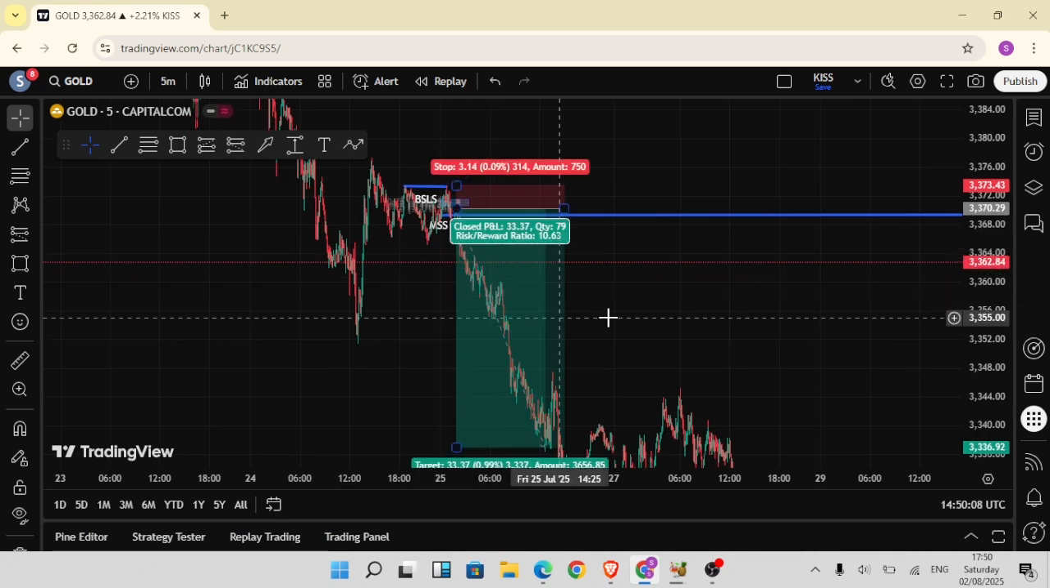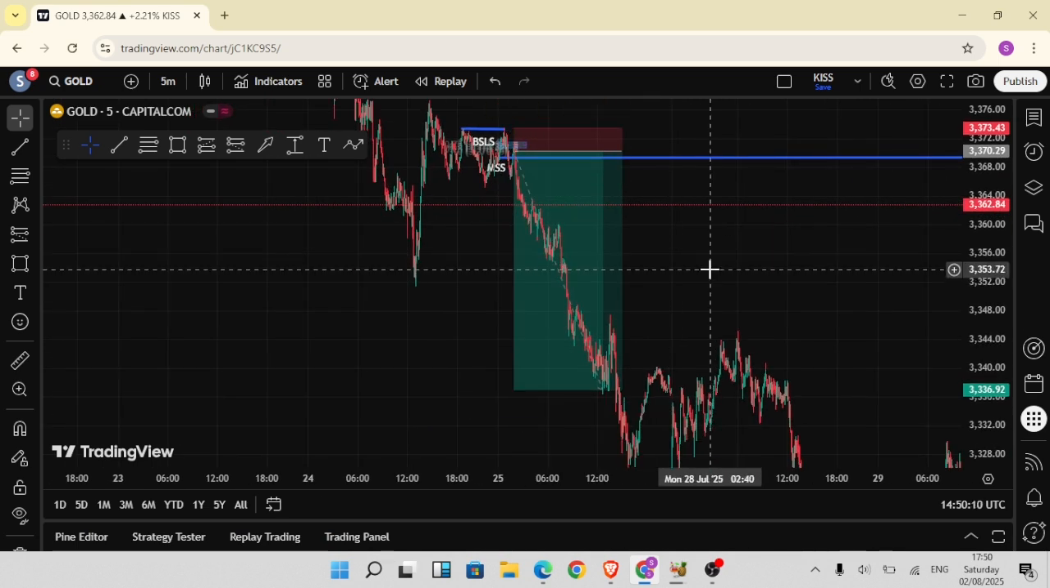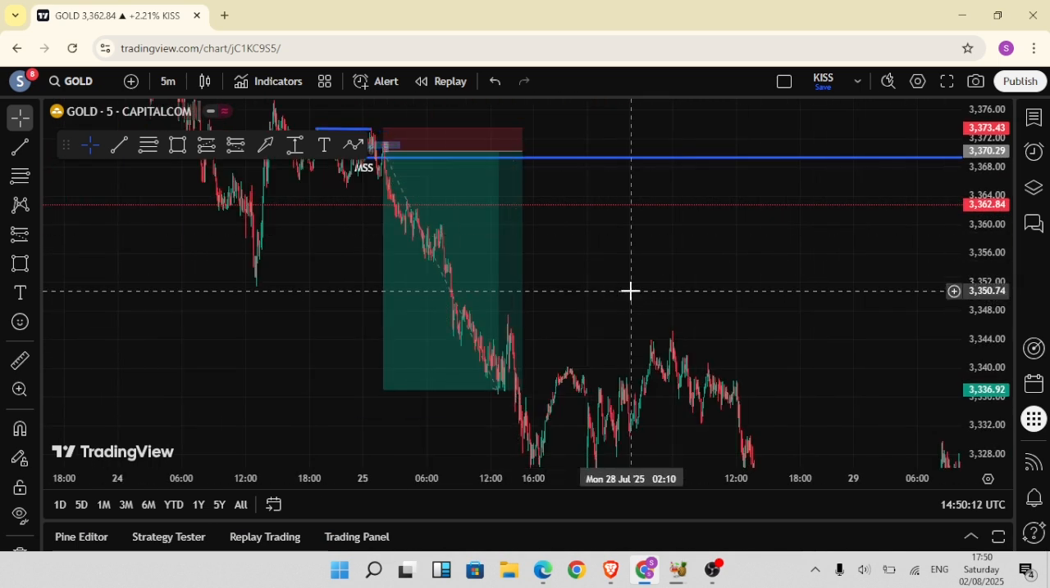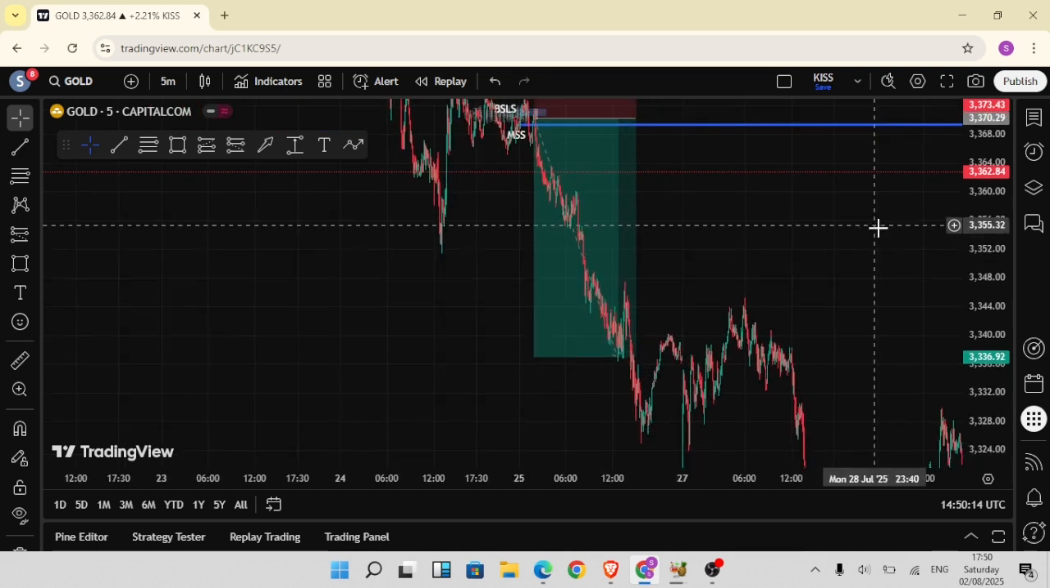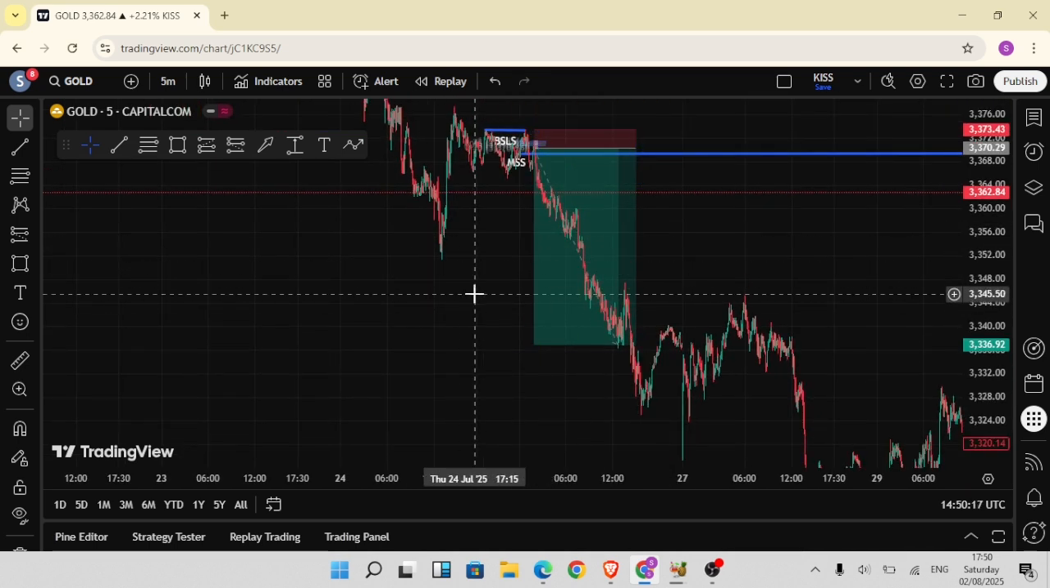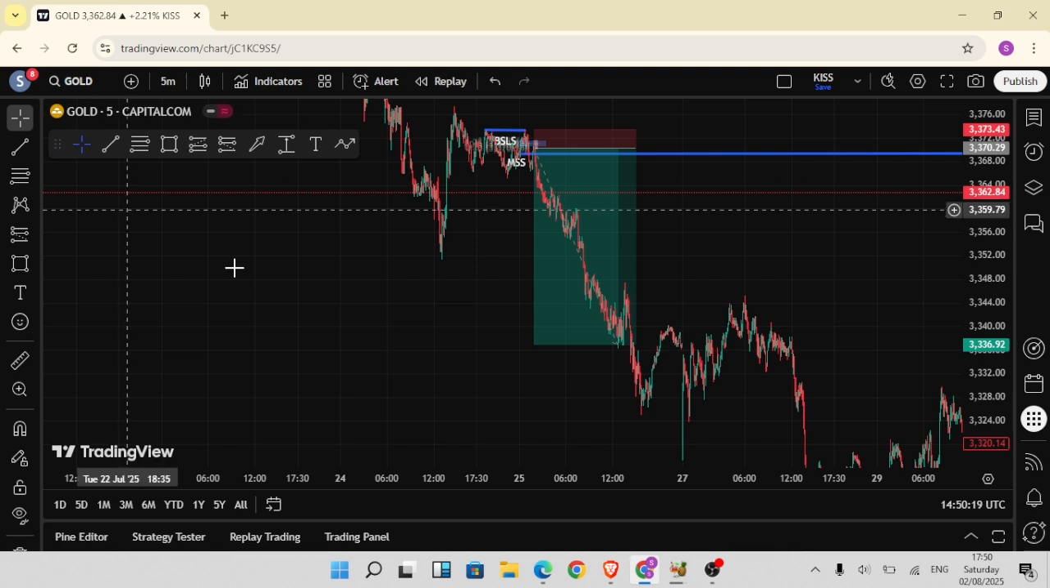This was a classic example of open high low close. So the Friday candle opened, formed a high, then dropped lower, and it gave you a very simple, very good entry.